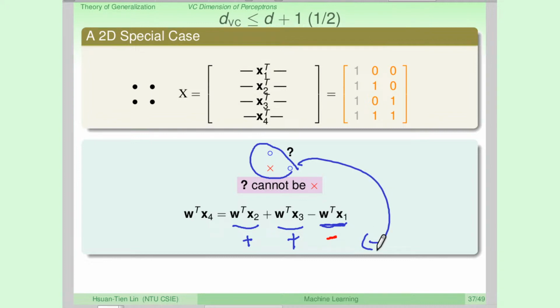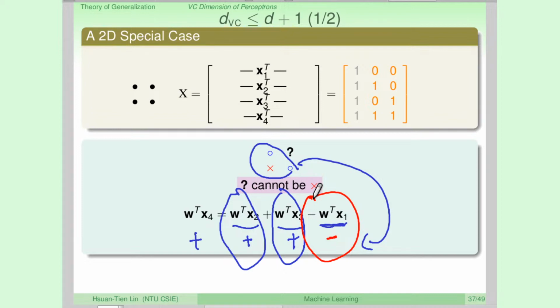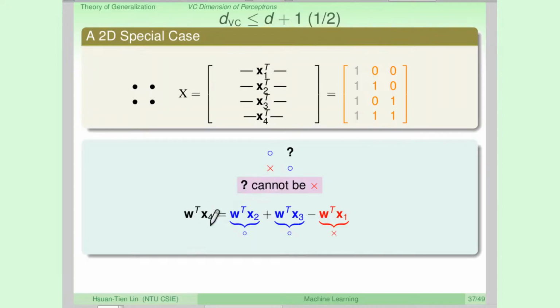If we have this, then we are doomed to have this guy be positive, because it's a positive term plus a positive term minus a negative term. Overall, everything is positive. So the linear dependence that I constructed in this case forces the output on the fourth point to be positive, not negative. That's the concept we're going to use in the next proof.